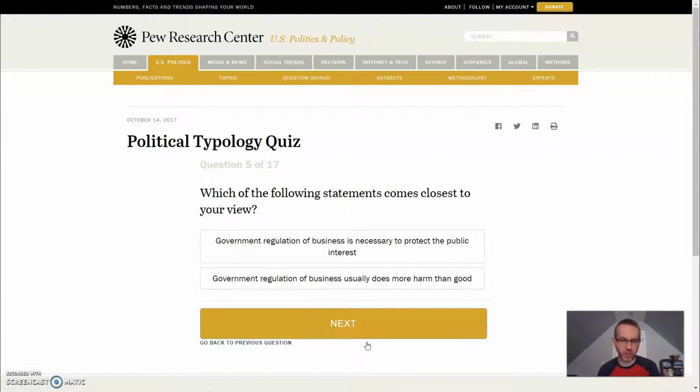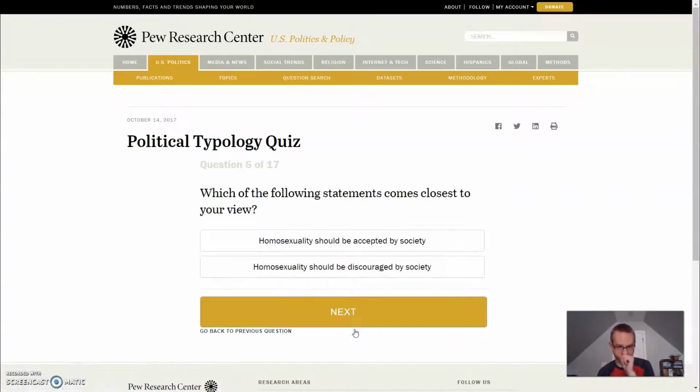Or do you think that government regulation of business usually does more harm than good? It makes people spend a lot of money on things they wouldn't otherwise, so they can't hire lots of people, maybe. And so it actually hurts the economy. Yeah, it might help a little bit, but it mostly hurts business, and that's bad. Those are the two choices for this one. Moving on. Two options. This one's pretty easy.